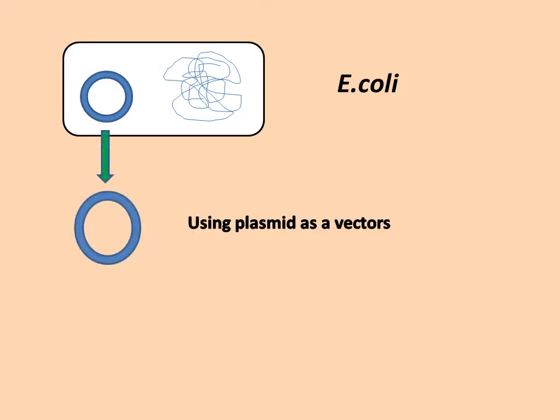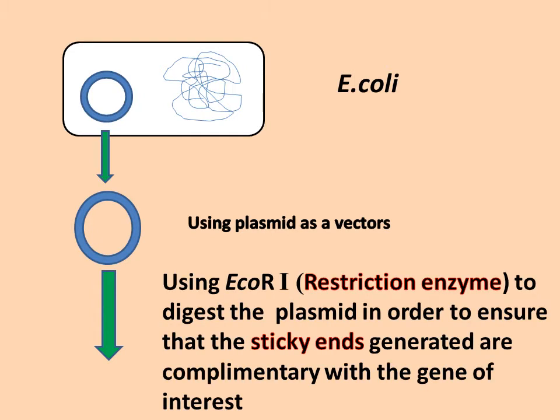Here is our E. coli cell from which the plasmid is isolated, which will be used as a vector. Then the plasmid is digested with the help of restriction enzyme EcoR1 to generate sticky ends. Here, the same enzyme which was used to digest the gene of interest is being used in this case so that the sticky ends generated will be complementary to the sticky ends on the gene of interest.